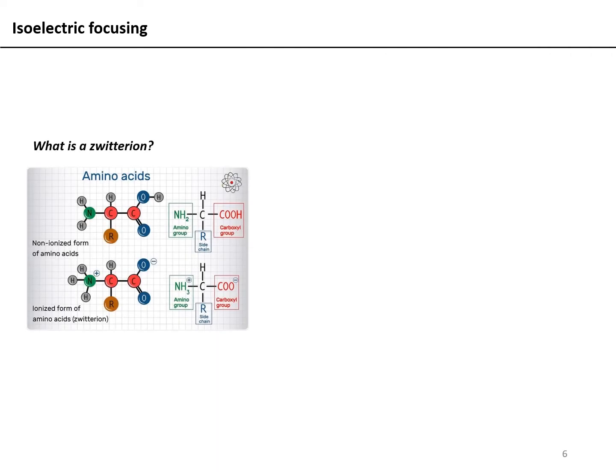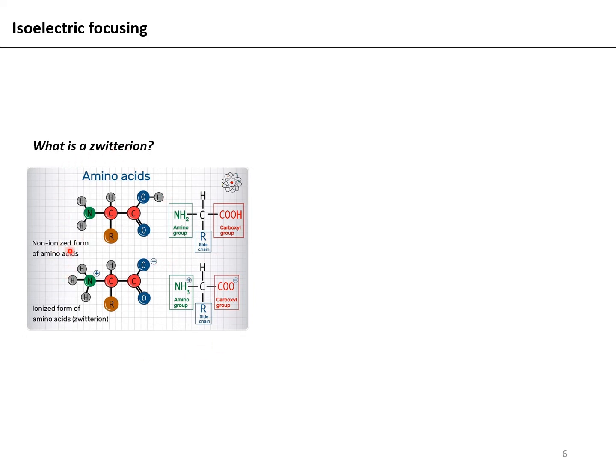So next we're going to discuss isoelectric focusing. But before that, I would like to talk about two important concepts. A zwitterion. What is a zwitterion? As we know, amino acids have an amino group, a carboxyl group, and an R side chain. Depending on the pH, the carboxyl group can be either protonated or deprotonated, and the amino group can also be protonated or deprotonated. So this form is the non-ionized form of an amino acid.